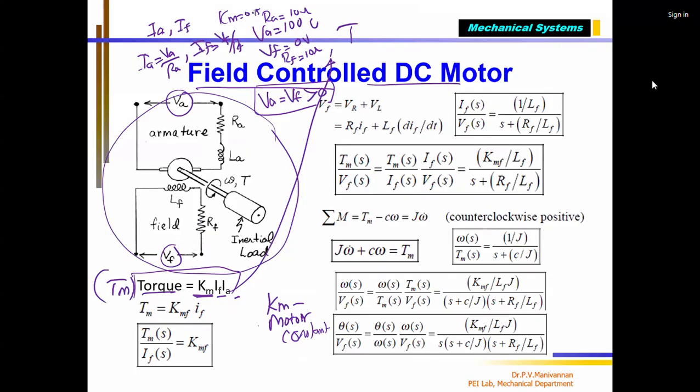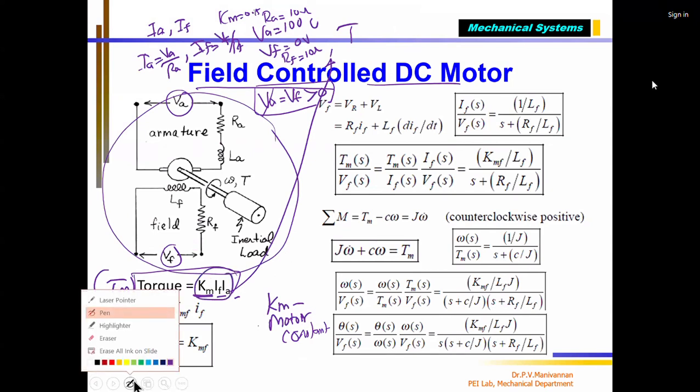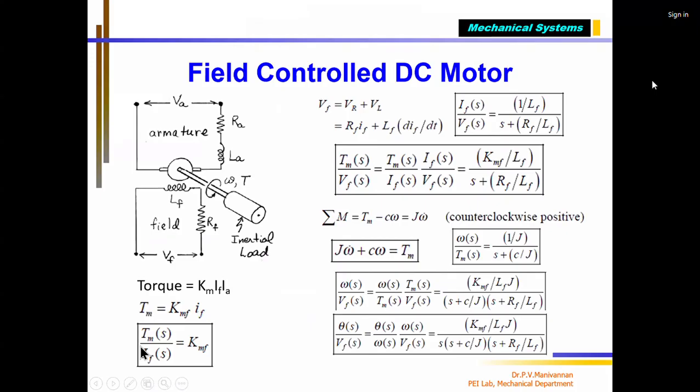But if any one of the values, VA or VF, is 0, then IA or IF will become 0, and automatically this whole torque will be 0. That's why I'm saying you need to supply voltage greater than 0 for both coils.